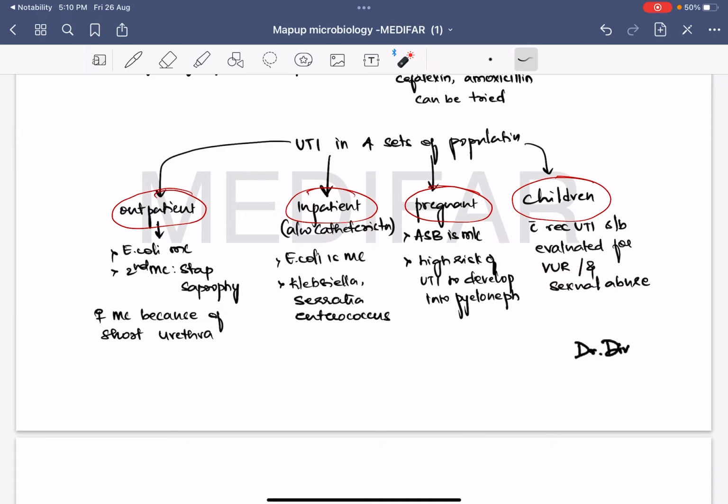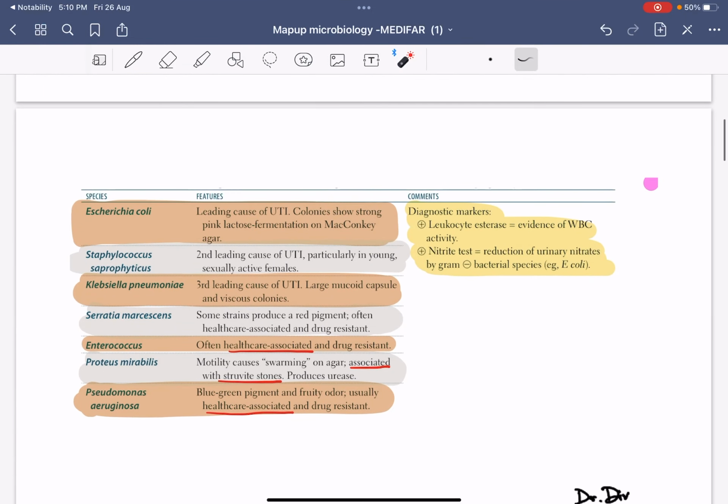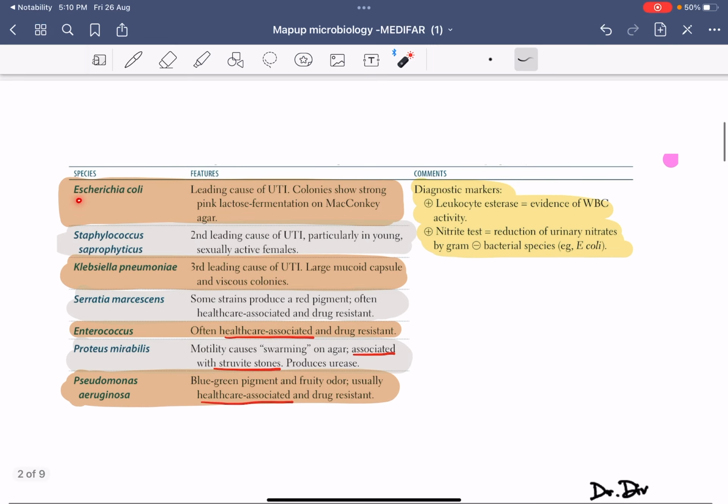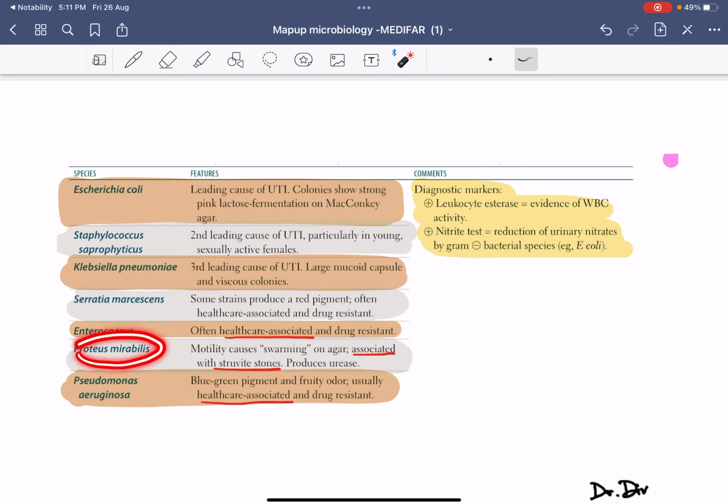I repeat, the most common organisms involved in UTI are, in First Aid book they have given, E. coli is a leading cause of UTI. Colonies show strong pink lactose fermentation on MacConkey agar. This we know. Then the second most common is Staphylococcus saprophyticus, particularly in young sexually active females. And healthcare associated, that is inpatient, it is Serratia, Enterococcus, Pseudomonas, okay? And Proteus mirabilis is associated with struvite stones.